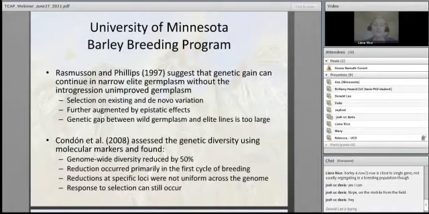In 2008, Conan et al. took the University of Minnesota barley breeding program and wanted to assess the genetic diversity and how it's changed over the breeding cycles. And they found that, in fact, there was about a 50% decrease in genome-wide genetic diversity within the program. Most of that occurred in the first cycle of breeding, but they also found that the reductions weren't uniform across the genome. So they felt that there probably was still some response to selection that could occur on those regions that are still segregating.